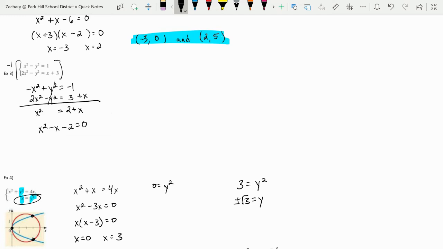And then solve with factoring. So we need two numbers that multiply to negative 2 and add to negative 1. It'd be x minus 2 and x plus 1. And so x is equal to 2 when I add the 2 over, and x is equal to negative 1. Okay, so we have a couple x's. So let's go ahead and start our ordered pair.